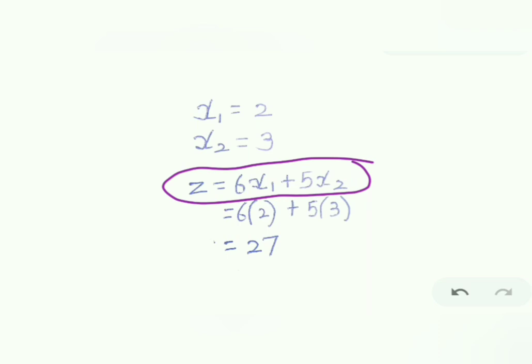But this was all about maximizing. What about minimizing? Everything remains the same. The only difference is that Cj minus Zj now needs to be positive, greater than or equal to 0, to achieve the optimal solution. For maximizing, Cj minus Zj should be less than or equal to 0 for the optimal solution.